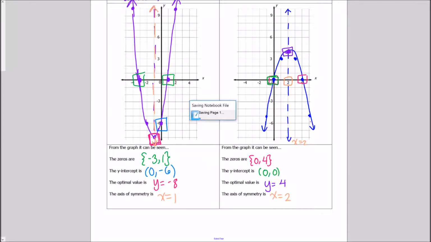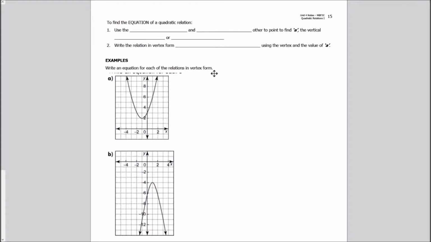Now what we're going to do is find the equations of quadratic relations in vertex form. So let's write down the vertex form again. It's y equals a times (x - h) squared plus k. Okay, so for any of the questions that I will be giving you for this, I'll always give you the vertex. So find the equation of a quadratic relation. This is how we're going to do it.